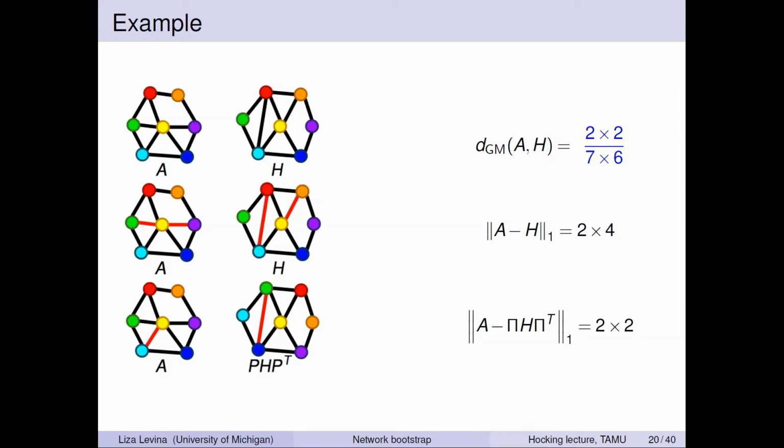Calculating the distance, you don't search through all possible permutations. People have algorithms for calculating the graph matching distance. That's true, it is not an easy computation. We fortunately do not ever need to actually calculate it. We just need to show that it's controlled. But yes, absolutely.